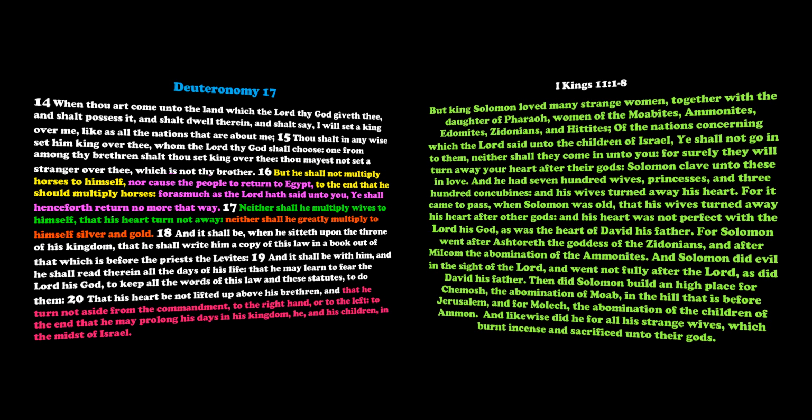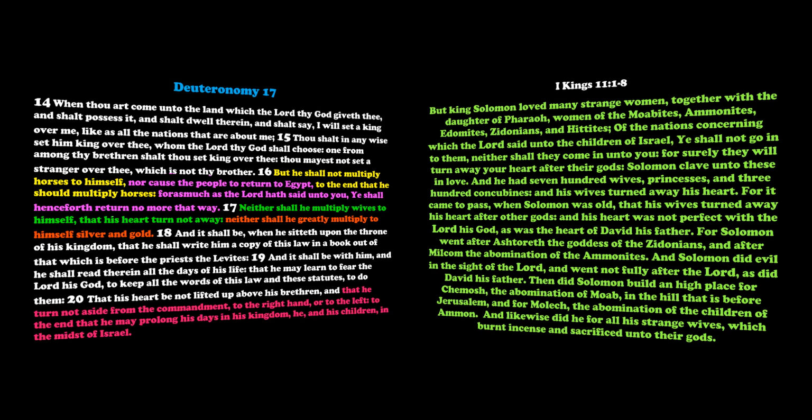Then did Solomon build an high place for Chemosh, the abomination of Moab, in the hill that is before Jerusalem, and for Moloch, the abomination of the children of Ammon, that is the descendants of the Ammonites. And likewise did he for all his strange wives, which burnt incense and sacrificed unto their gods. So Solomon did everything that God commanded that the Israelite kings not do back in the days of Deuteronomy when Moses was still alive.